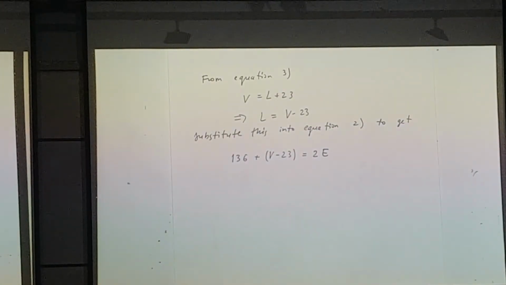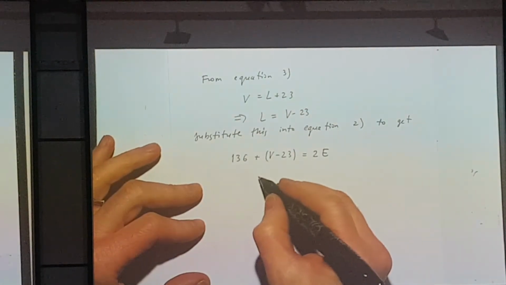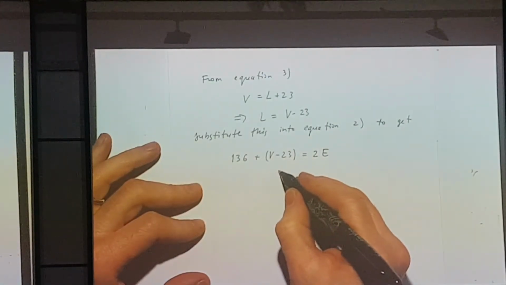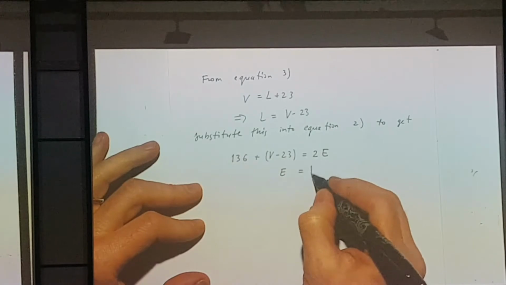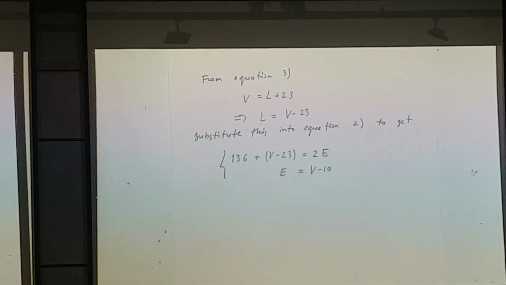So that's another relation in addition to the first equation, which relates the variables V and E. Let's copy equation 1: E equals V minus 10. So that's my system of simultaneous equations.